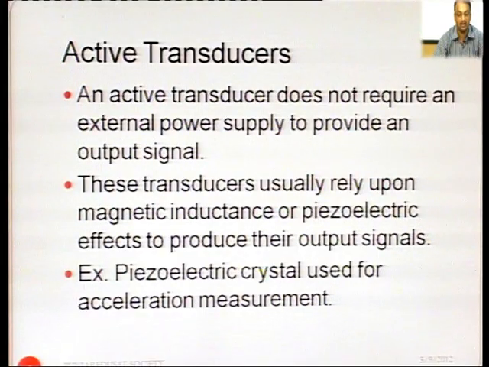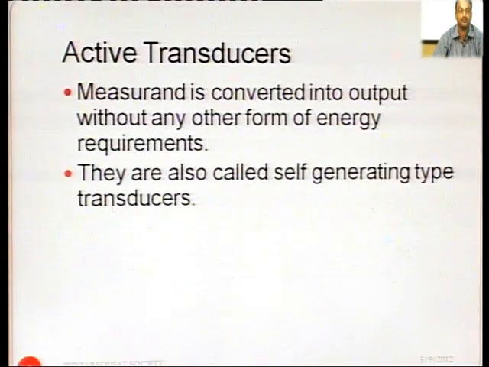Active transducers are those transducers which do not require an external power supply to convert input into an output signal. These transducers usually rely upon magnetic inductance or piezoelectric property to produce their output signal. For example, a piezoelectric crystal is used for acceleration measurement, which is a category of active transducer.